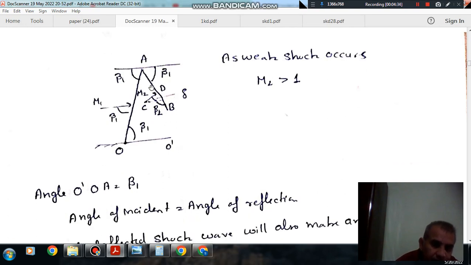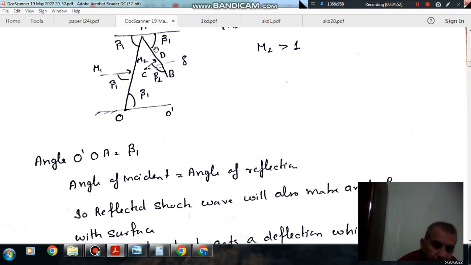And now from the law of reflection, the angle of incidence is equal to the angle of reflection. The angle of incidence is the angle made by the wave with the normal. So this angle and this angle are equal. So these angles are also equal. So beta 1 is equal to beta. So these two angles are equal, beta 1.